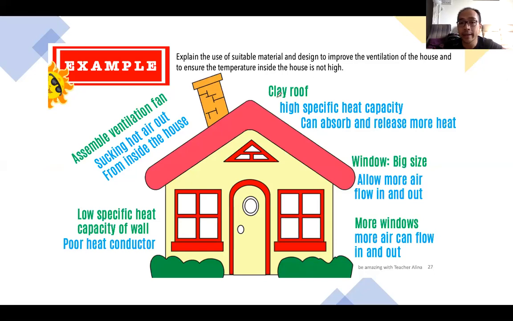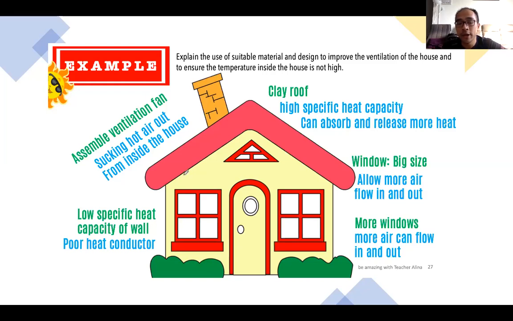Clay is tanah liat. Okay, because clay has a high specific heat capacity, it can absorb and release more heat. It takes a long time for clay to become hotter. So because of that, it can absorb more heat.